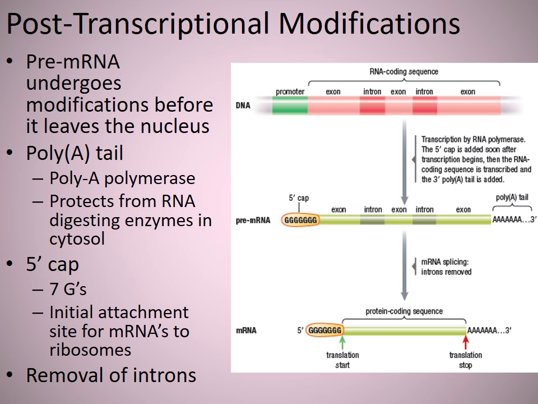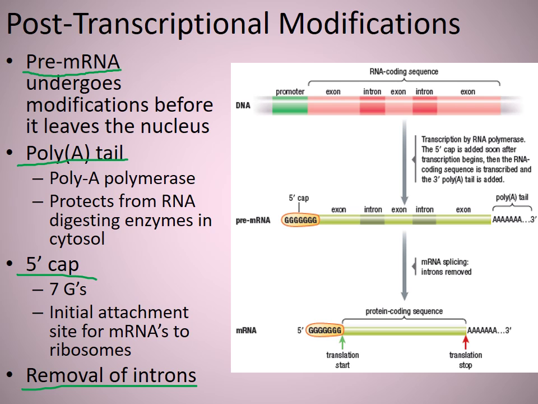Now, taking a look, once the mRNA strand has been synthesized, thanks to RNA polymerase, we call this pre-mRNA. Again, pre-mRNA has to undergo a couple modifications before it leaves the nucleus. And what are they? This is a test question. It's a huge test question. The poly A tail, the 5' cap, and the removal of introns.